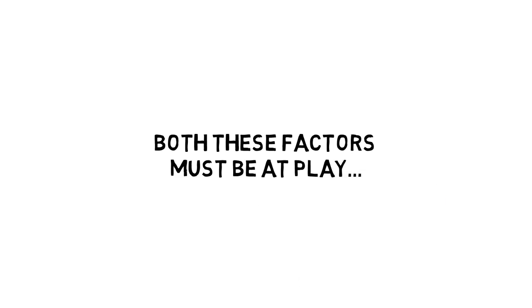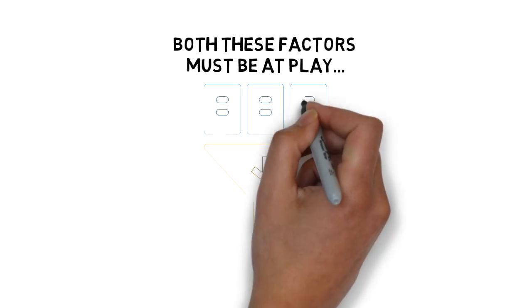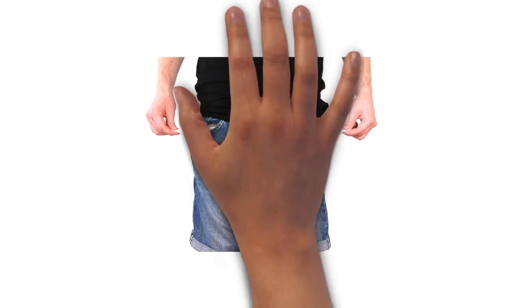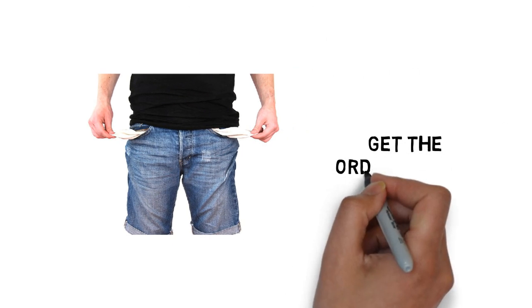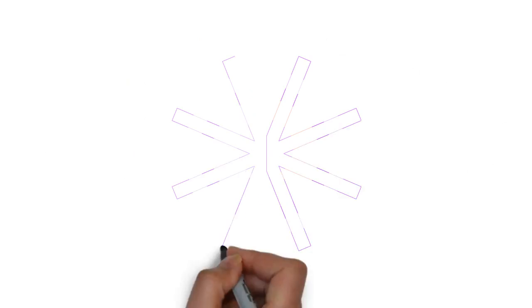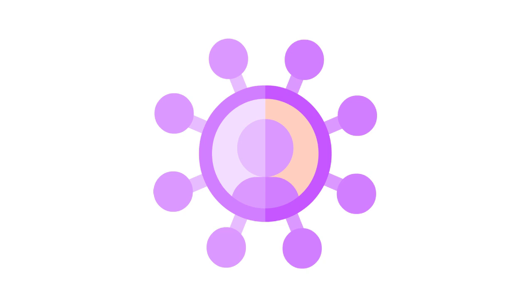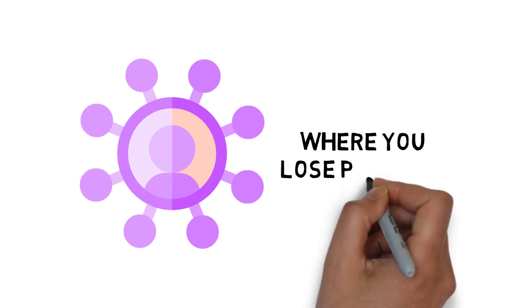You always have to constantly filter all your affiliate marketing decisions through these principles. Otherwise, you're not going to make much money in this game. A lot of people get the order wrong. They often build their whole business around an affiliate program. But you don't want to hit a point where you lose passion.